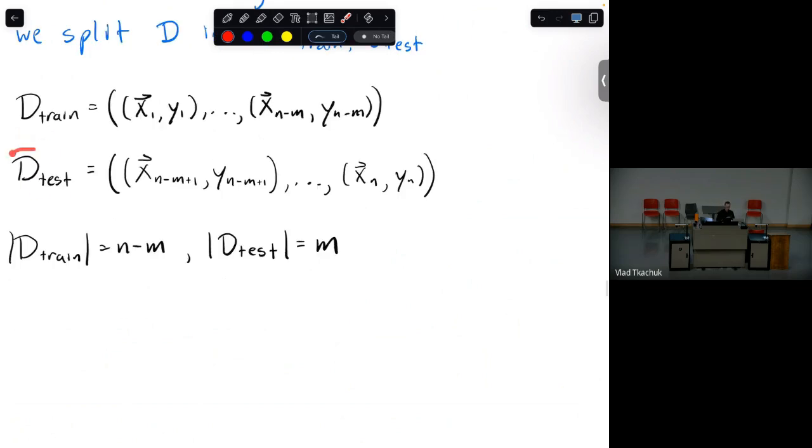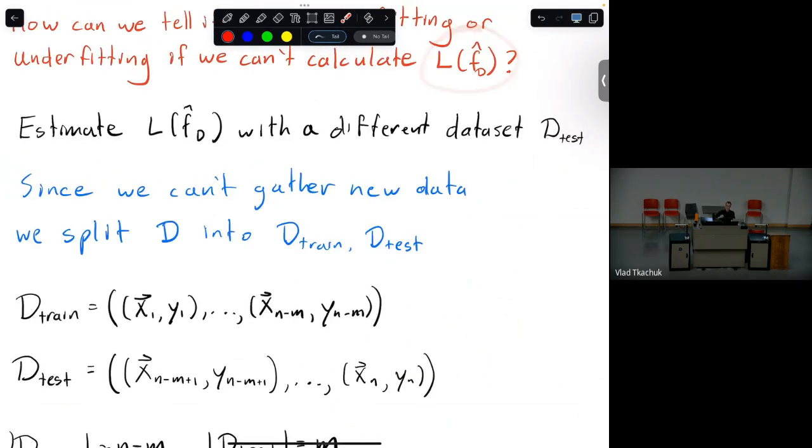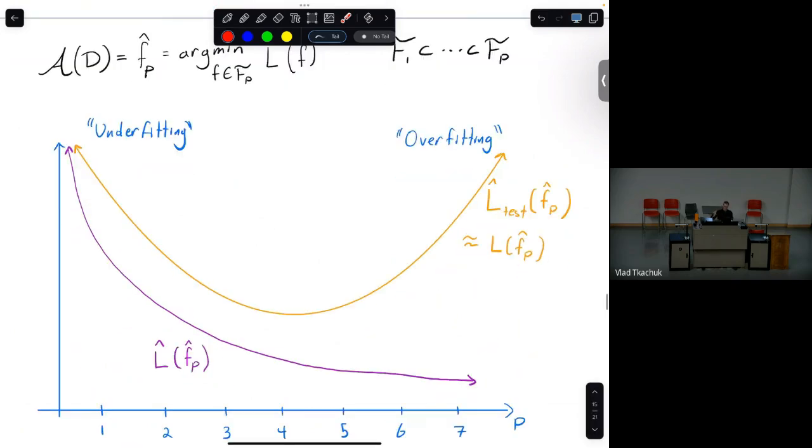Okay, what do we do? Let's look at what we do with D test. What we do with D test is now to estimate this expected loss of the learner, or sorry, the predictor we actually output. So how would this look like? What this looks like is this L hat.